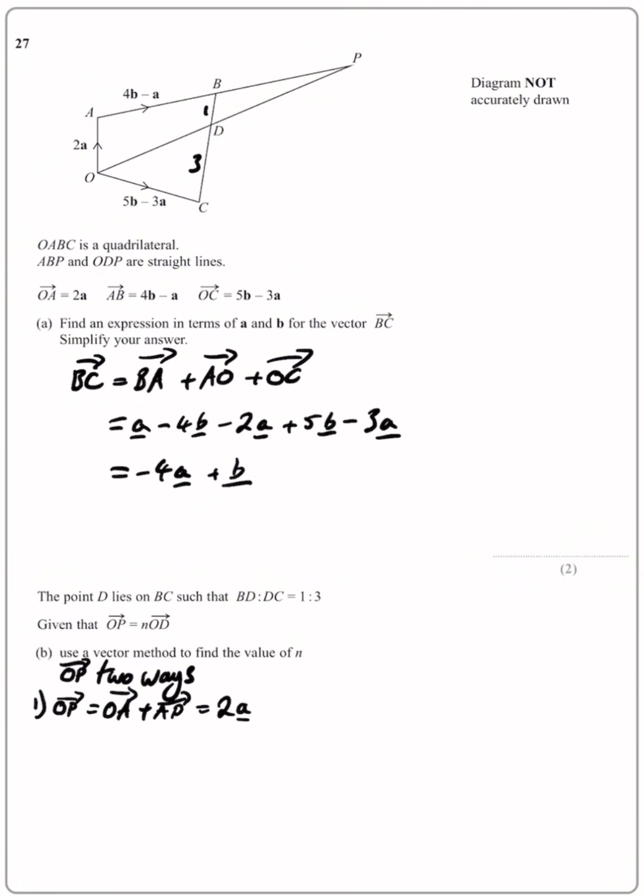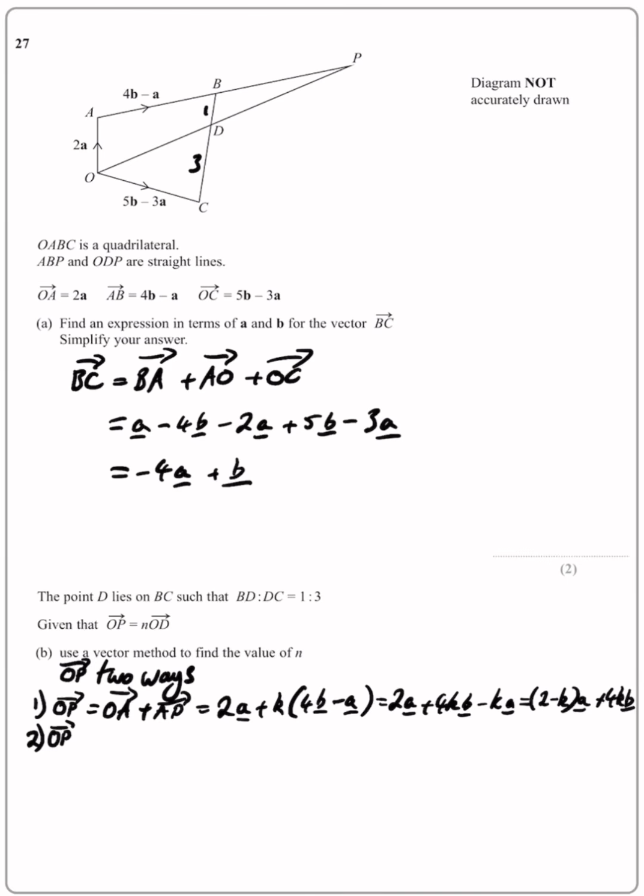Well, O to A I know is 2 lots of little a, and A to P is going to be a scalar multiple of A to B. I know this because ABP is a straight line, so it's going to be k lots of 4b minus a. I've introduced the value k as the sort of slider, the scalar multiple. If I expand that out, 2a plus 4k lots of b subtract ka, and factorize it to get 2 minus k lots of a plus 4k lots of b. That's my first way of finding O to P.